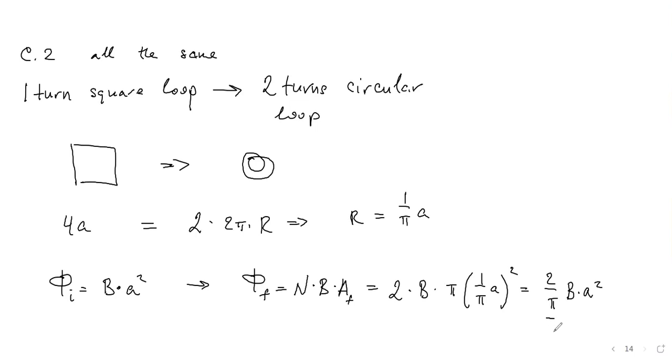We decrease area. Even if I multiply it by 2, because there are two turns. But because the radius becomes too small, this factor 2 cannot compensate it. So this 2 over pi is less than 1. So you decrease. And then you can find the induced EMF using the same equation, the final flux minus initial over time. But you have to include the number of turns here.